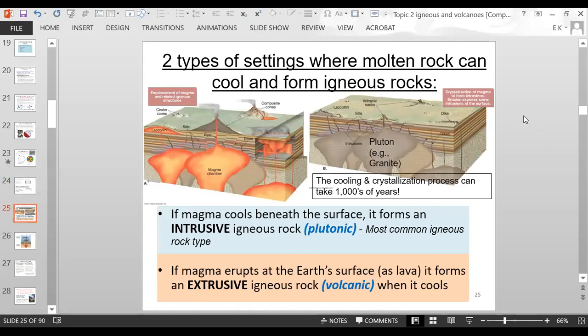So there are two types of settings where molten rock can cool and form igneous rocks. So you see on the left, everything is still molten, and on the right, everything is solidified and turned into rock.